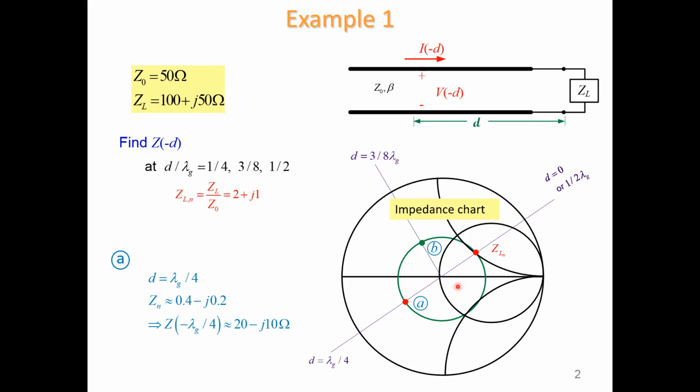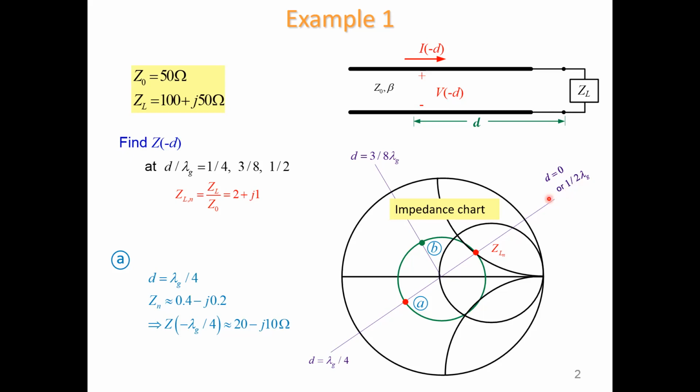Maybe that is your intersection point, 2 plus j1. Now increase this, and you will get the value t equal to 0, or half of lambda g. Lambda g is the wavelength, the guided wavelength. Half of lambda g, that is 0.5.